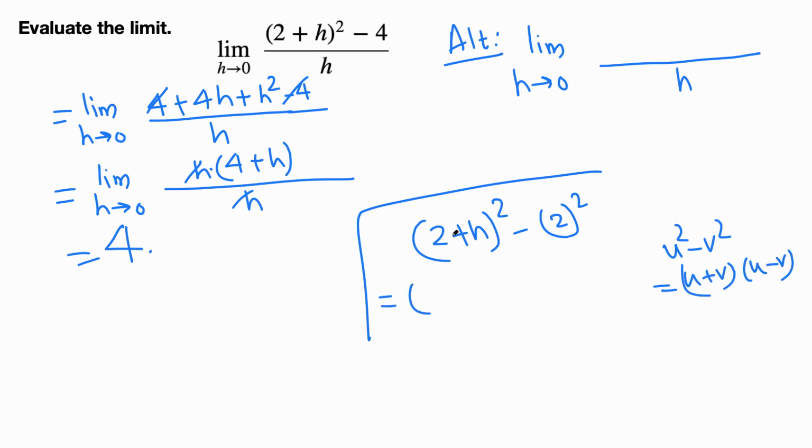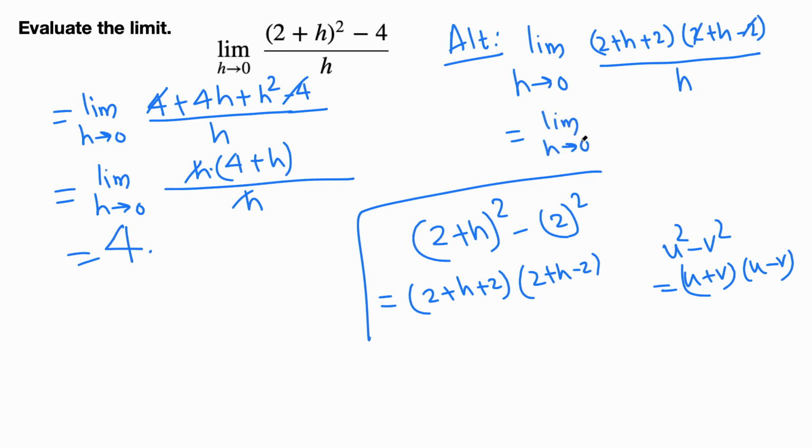We can do the same thing here: 2 plus h plus 2, 2 plus h minus 2. So let's factor the top. So we get (2 + h + 2)(2 + h − 2). Then here 2 minus 2 cancel, just h is left over. 2 plus 2, 4 plus h, times h, all over h. That's exactly what we had here.